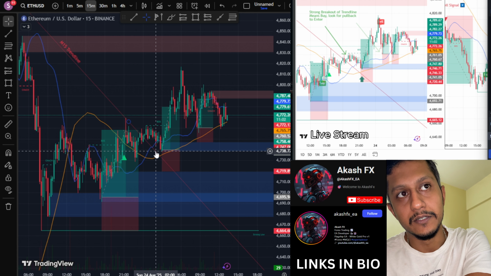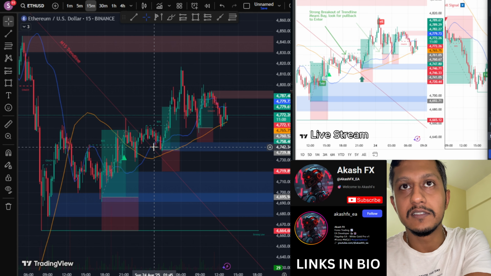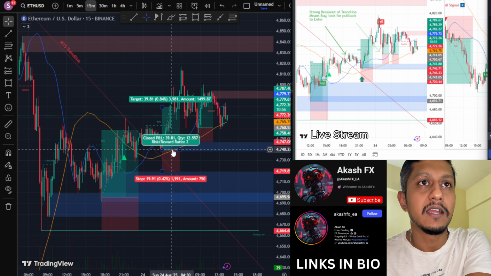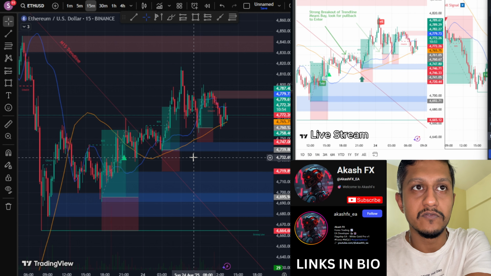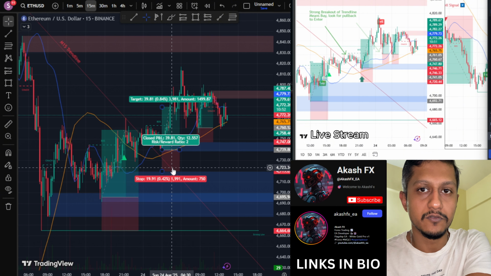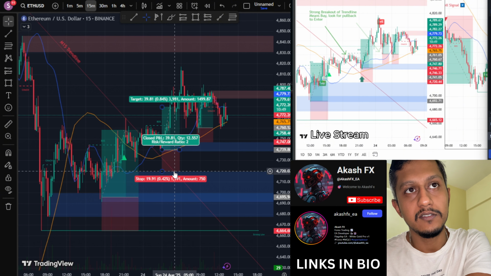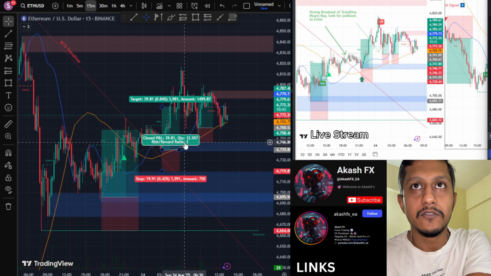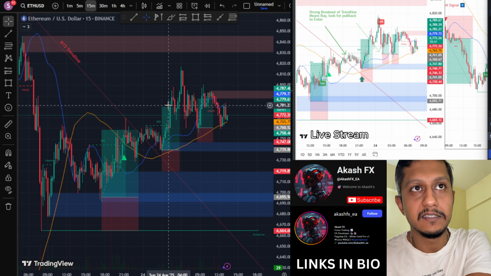We entered right here around 47.40. Around that is where we entered. And our stop loss was right on top of this supply zone. Why? Because we didn't want to risk too much. And as always, profit was adjusted accordingly, which was around 47.80. So it was an easy win.